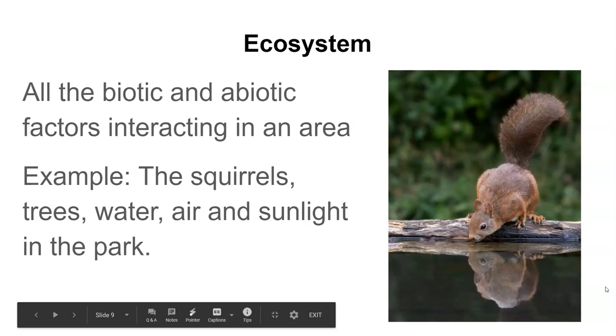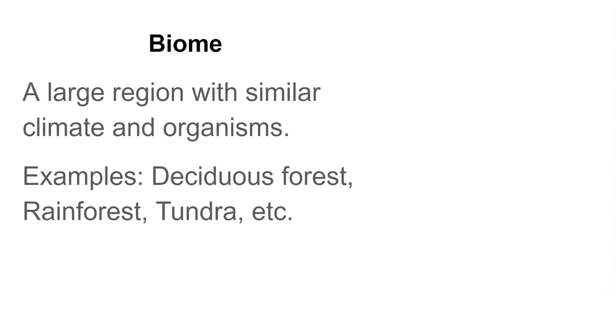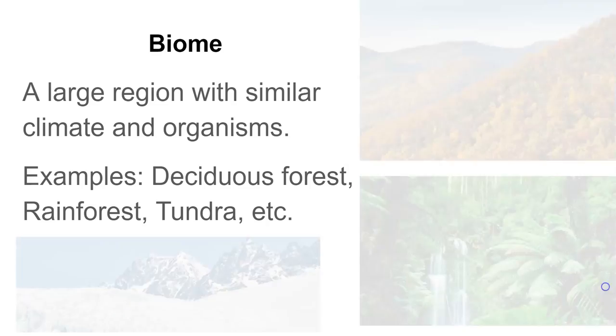And if we take a very large ecosystem, like we're talking about the entire eastern United States, the whole eastern United States is a deciduous forest. So that's a large region with similar climate and organisms. You're going to see gray squirrels all up and down the East Coast. On the West Coast, you might see a different kind of squirrel. Okay, in Africa, you're going to see a different kind of squirrel.